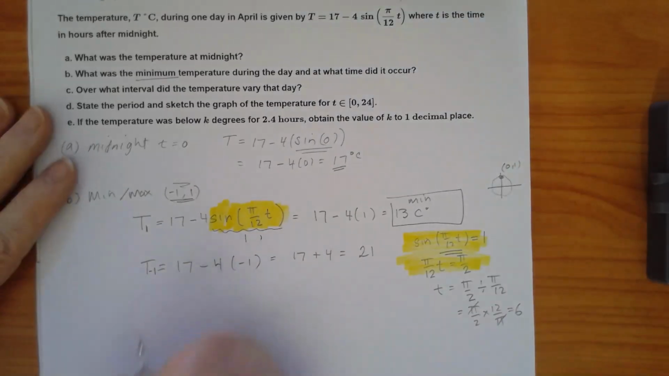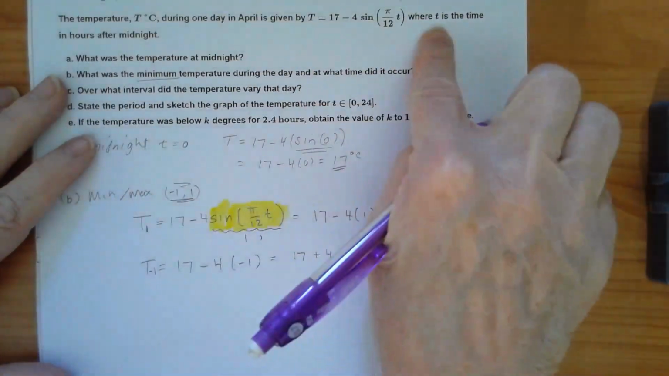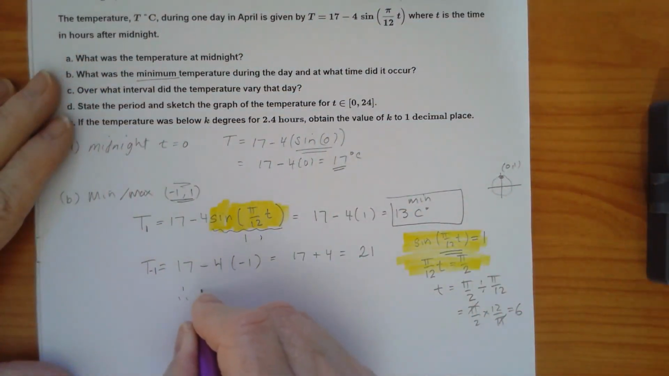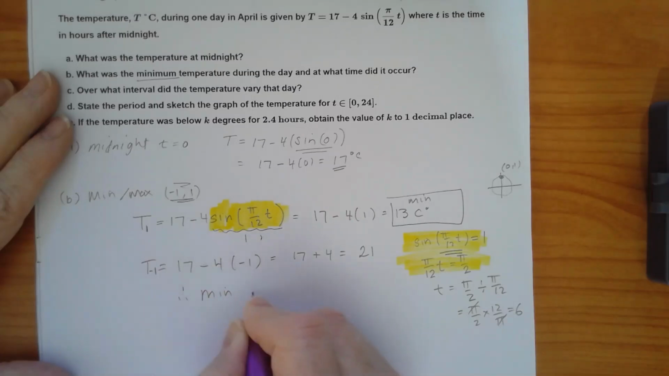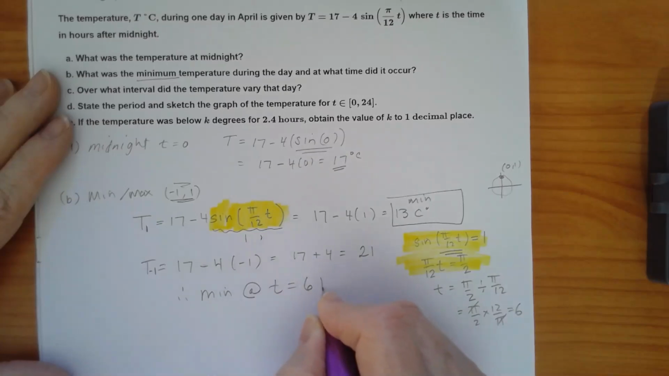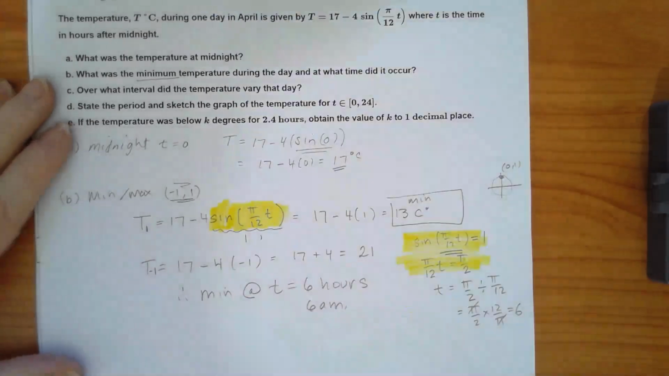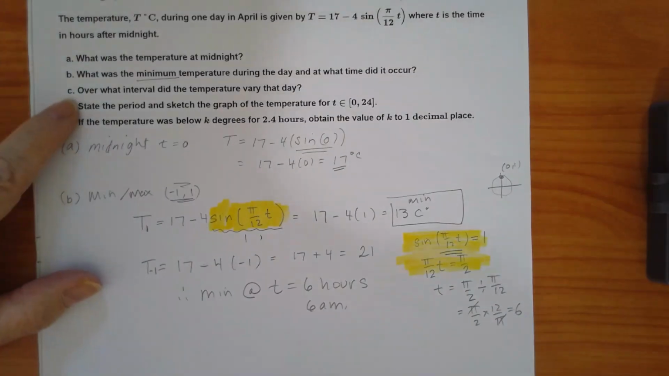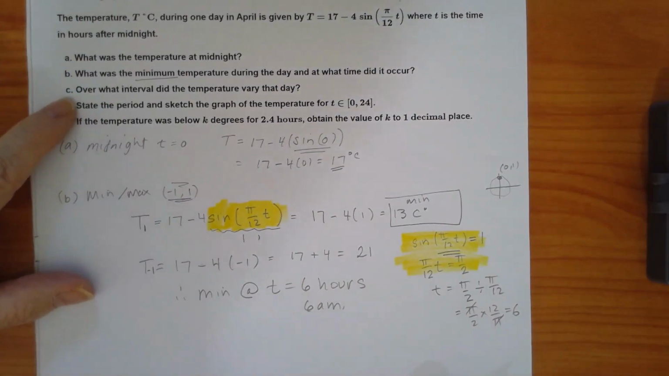Okay, so I'll go, let's see. T is the time in hours after midnight. So I go, therefore, minimum at t equals 6 hours. So 6 a.m. That's 6 hours after midnight. Okay, cool. Now it says, over what interval did the temperature vary in the day?